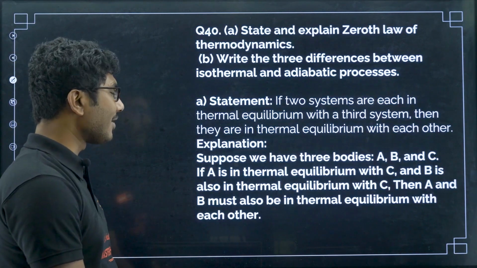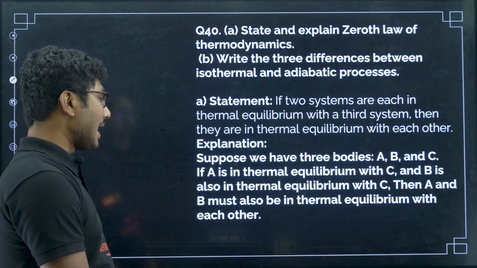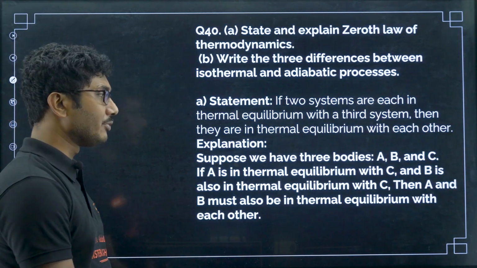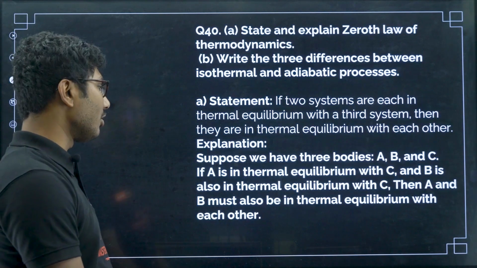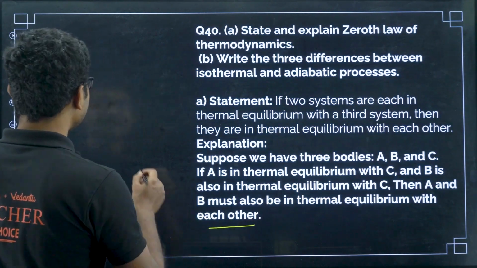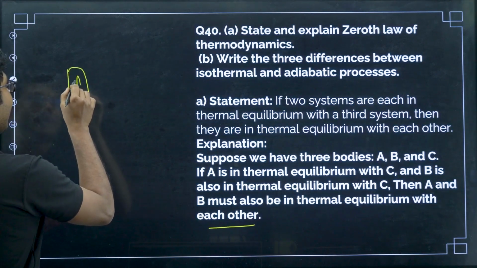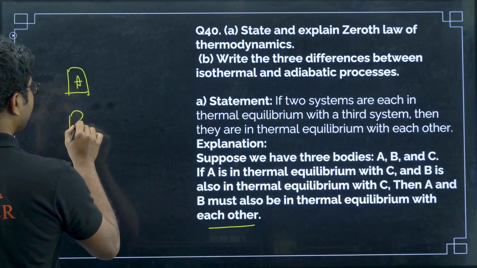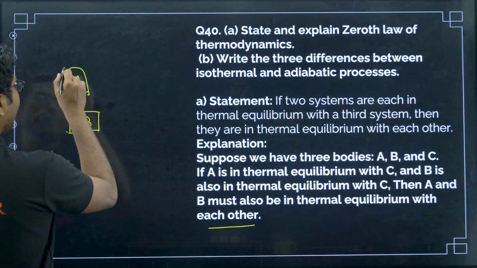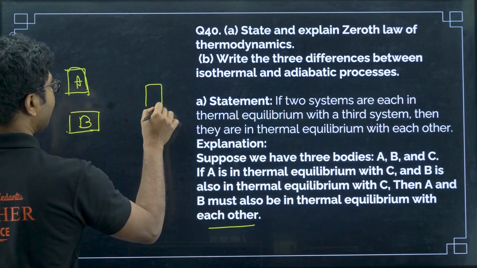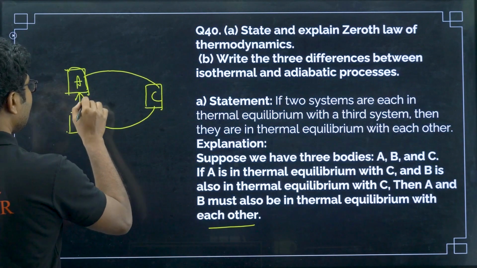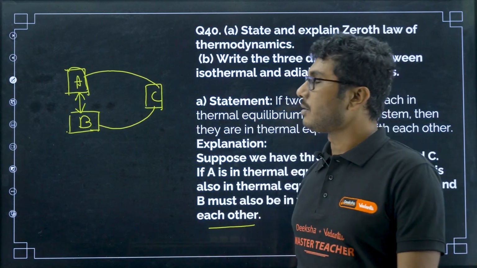Explanation: suppose we have 3 bodies A, B and C. If A is in thermal equilibrium with C and B is also in thermal equilibrium with C, then A and B must also be in thermal equilibrium with each other, right. So basically it says that if two objects, A and B, are each in thermal equilibrium with a third object, then these 2 must also be in thermal equilibrium. What is the meaning of thermal equilibrium?